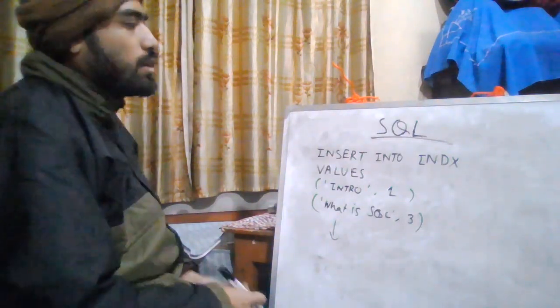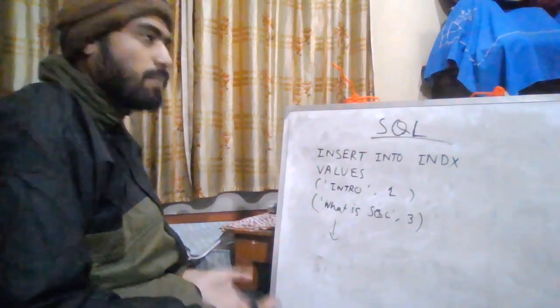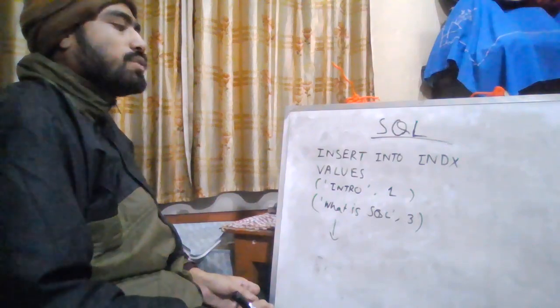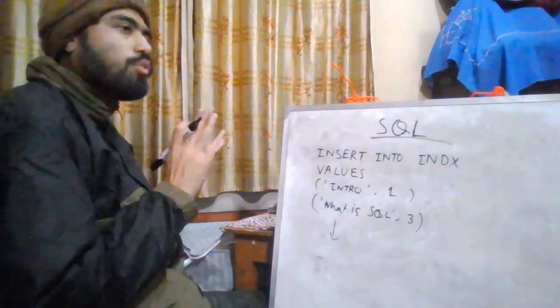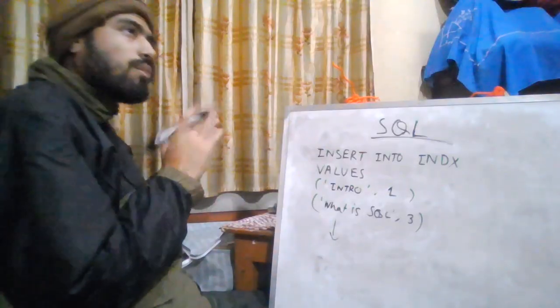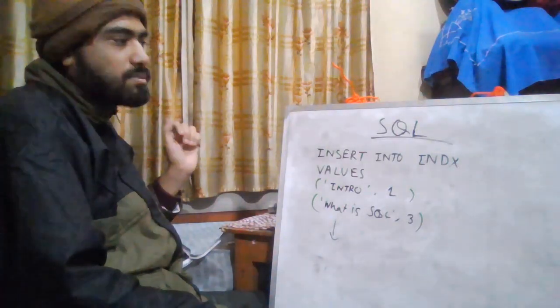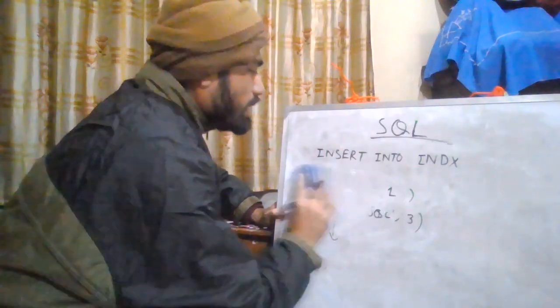But for example, you are going to insert data into some specific columns, or there are many columns, and you don't want to mess up the thing. Or you forgot, or you don't want to memorize the order of the columns or the column names. Then you can simply write it this way, insert into index.